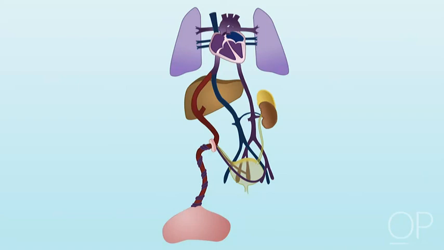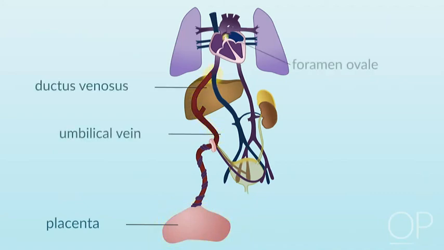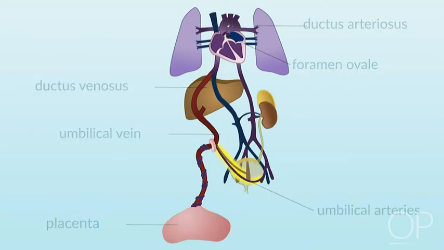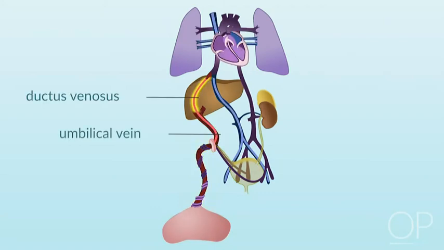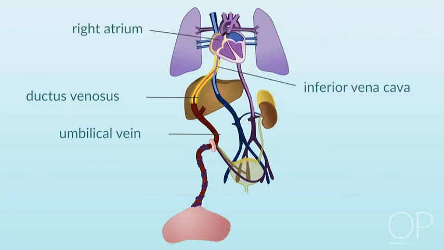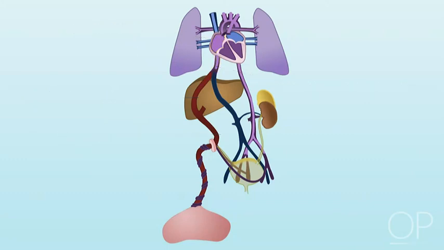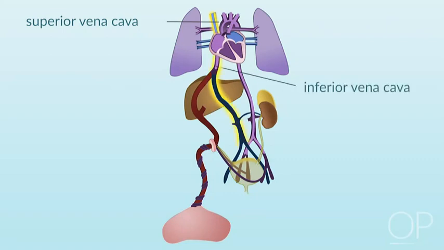The specific structures associated with fetal circulation include the placenta, the umbilical vein, the ductus venosus, the foramen ovale, the ductus arteriosus, and the umbilical arteries. Blood rich in nutrients and oxygen supplied via the placenta flows through the umbilical vein to the ductus venosus. Blood flows from the ductus venosus into the inferior vena cava up to the right atrium. This blood mixes with blood returning to the heart from the upper body via the superior vena cava and from the lower body via the inferior vena cava.